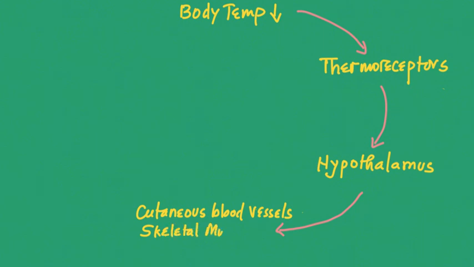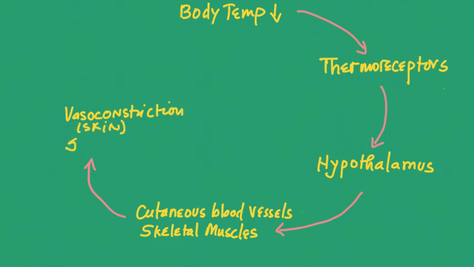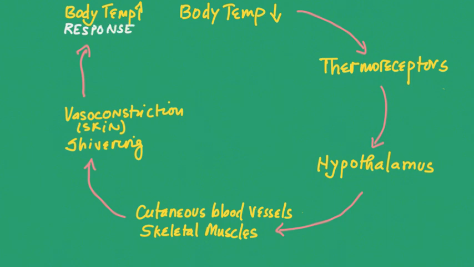The cutaneous blood vessels undergo vasoconstriction. Vasoconstriction helps to conserve heat via the skin. Skeletal muscles cause shivering to take place, and shivering releases energy into the body, and this allows the body to conserve even more heat. The body heat increases and the body temperature increases as well. This is the response.